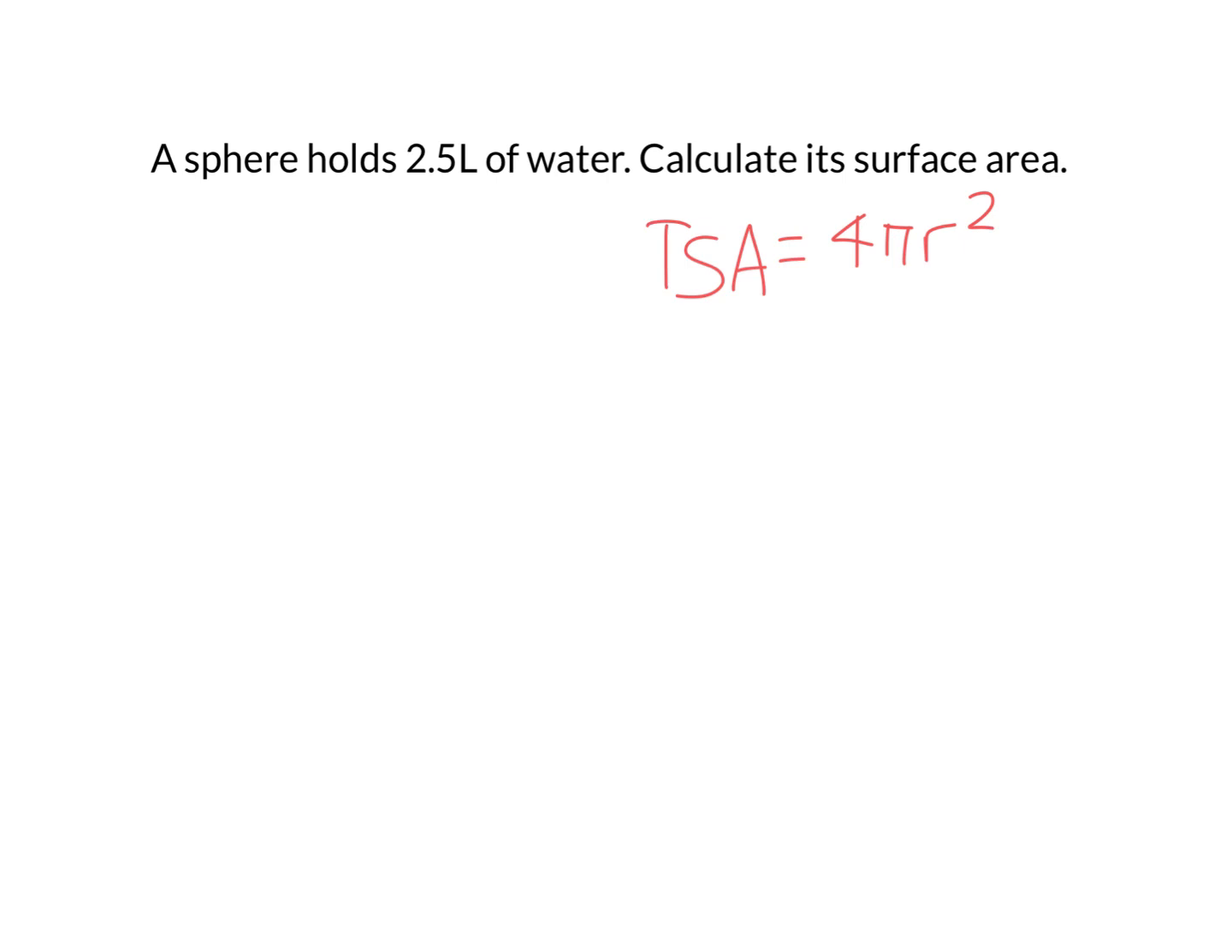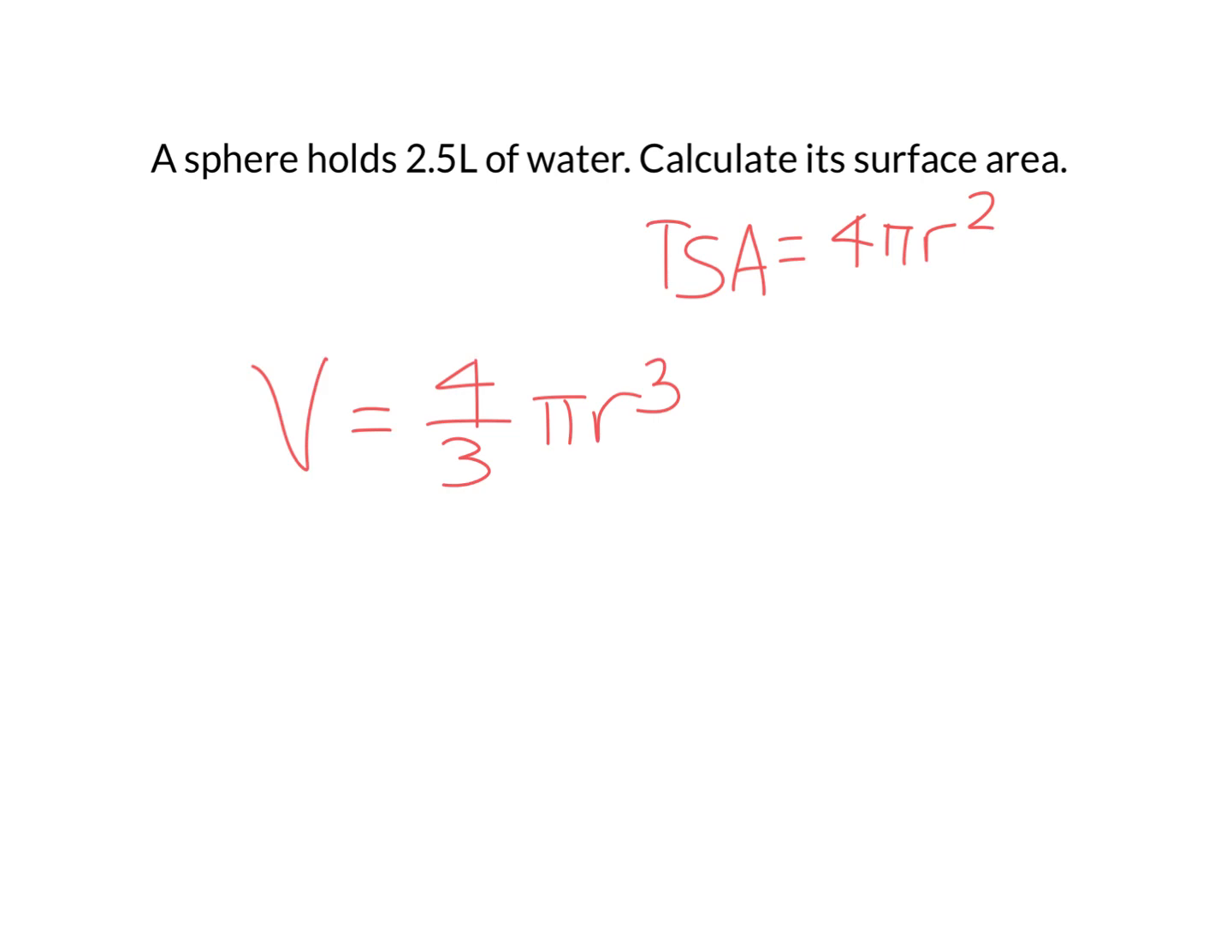So we're told about the volume. So let's start by writing the formula. So that's how we always approach a question when we're asked to find a dimension. Start by writing the formula. Now let's substitute in what we know. Well, we know the volume is 2.5 litres. We need that, however, in units of volume, not units of capacity.